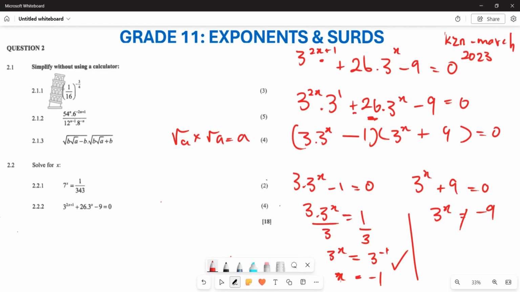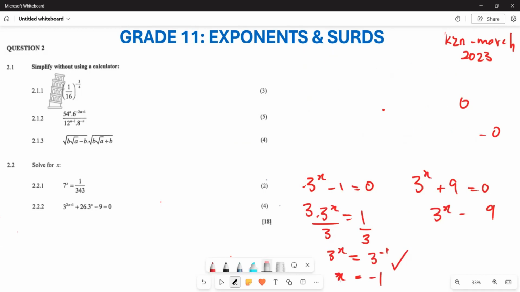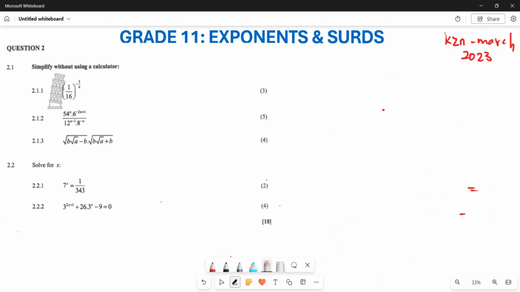Now, let's look at the second method that we can use here. If we are not using this method, we can use our K method. Let's see what you can do when using our K method. For the K method, you are going to start here. Remember, you have 3 to the power of 2x plus 1, plus 26 multiplied by 3 to the power of x subtract 9 equals 0, right? Now, what is it that you are going to do? I want you to have an understanding of this, right?